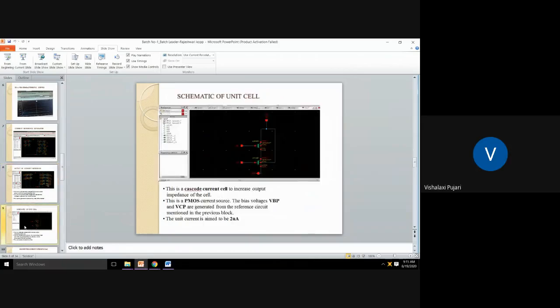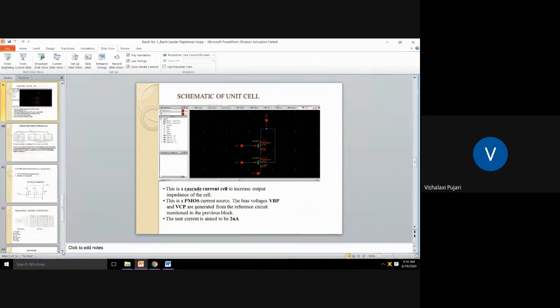Hello, sir. Good morning. Next topic is the schematic of the unit cell. This is the cascode current cell, which is used to increase the output impedance of the cell. And this is also the PMOS current source. And bias voltages are VBP and VCP. These are generated from the reference current as mentioned in the current reference generator. And this unit current is aimed to generate 2 microampere currents.